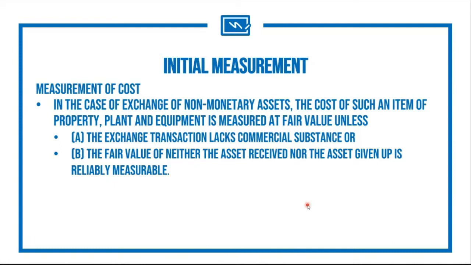So let us elaborate on the provisions. What are the possible exchanges that we're going to encounter? Number one, exchange of PPE. So you will get PPE and you're going to exchange it for another non-monetary asset, let's say, for example, another PPE. So PPE for PPE, or non-monetary asset for another non-monetary asset. In this case, you need to determine first if there is commercial substance.